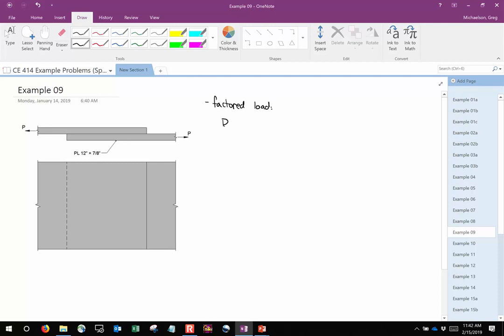We have a dead load of 115 kips and a live load of 160 kips. So what do I do with that? All right, so what does that come out to be? 394. Do I have a second on that?